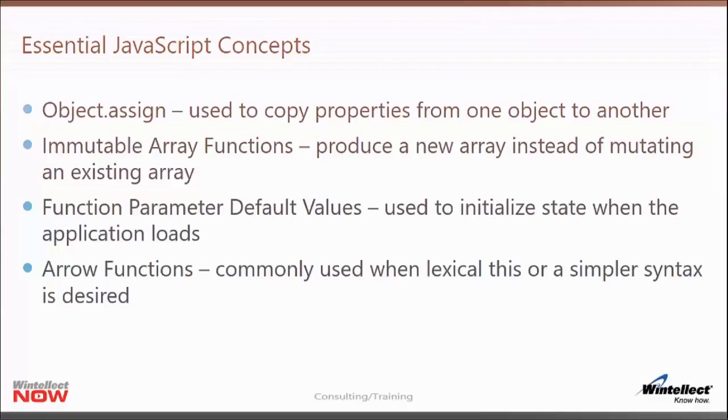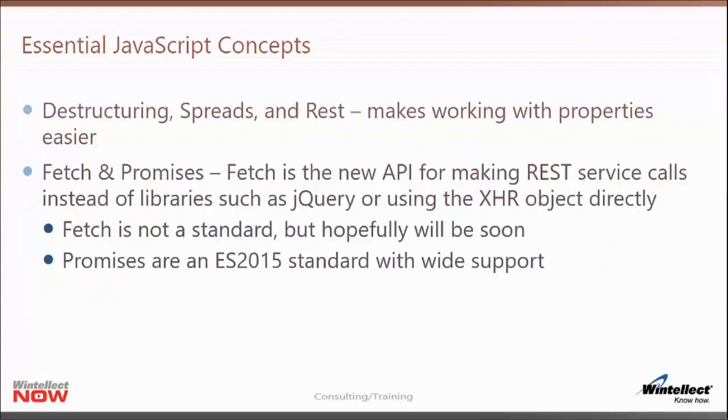Immutable array functions. A lot of folks want to jump to Immutable.js or something, but the truth is there's a lot of immutable stuff you can actually do in just plain old JavaScript. So we'll talk a little bit about slice and concat as opposed to using, let's say, push or pop or splice. Function parameter default values. This is really nice for the reducer function to be able to initialize the state parameter if no value is passed in. Arrow functions. We're going to use tons of arrow functions all over the place. We'll briefly go over what those are. Destructuring, spreads and rest. These basically make working with properties easier. We'll see some examples of that in the code we're going to work with.